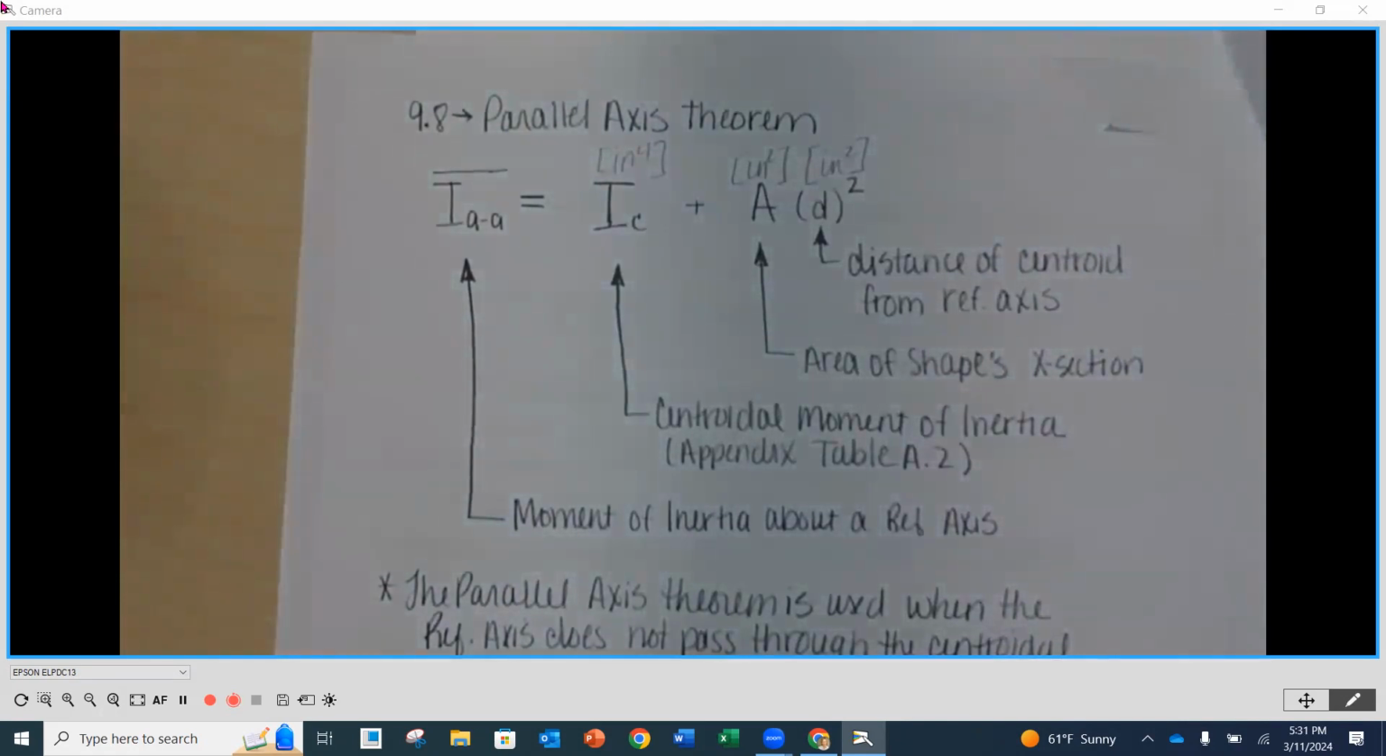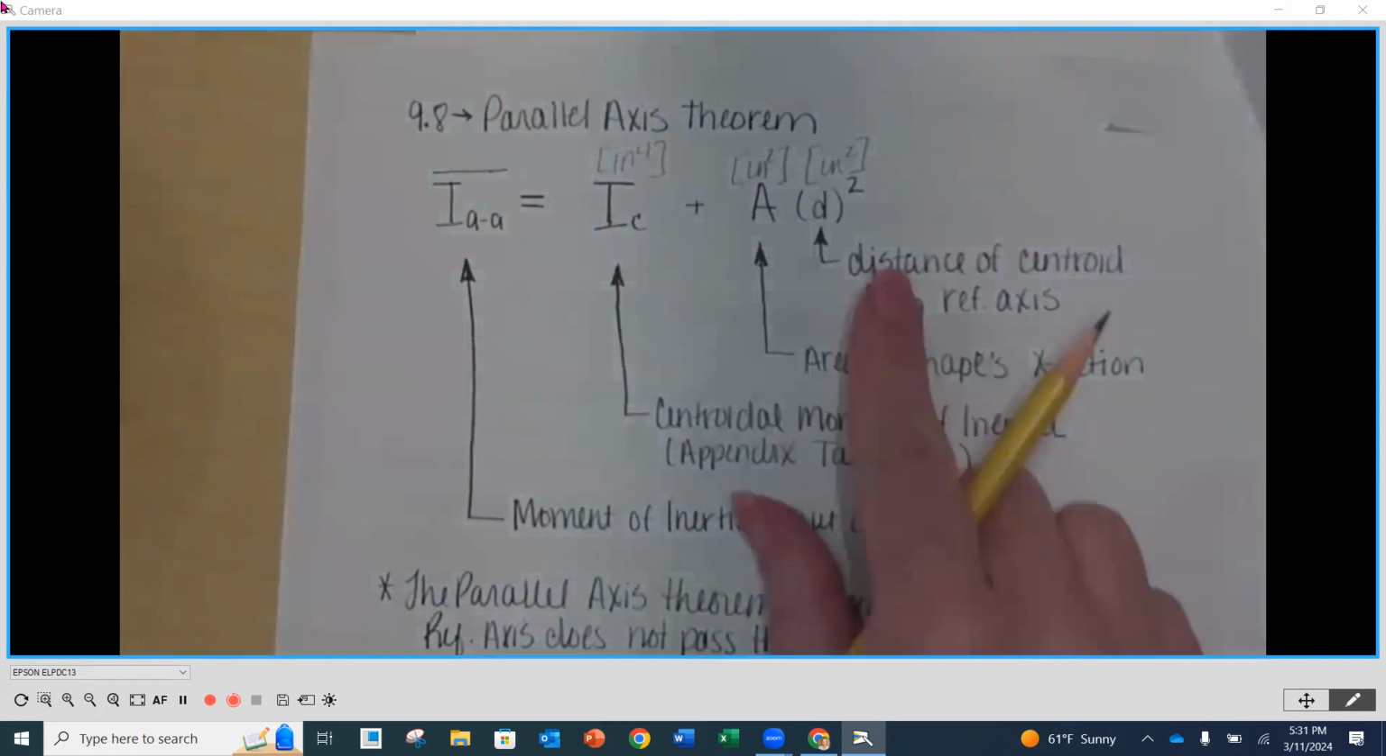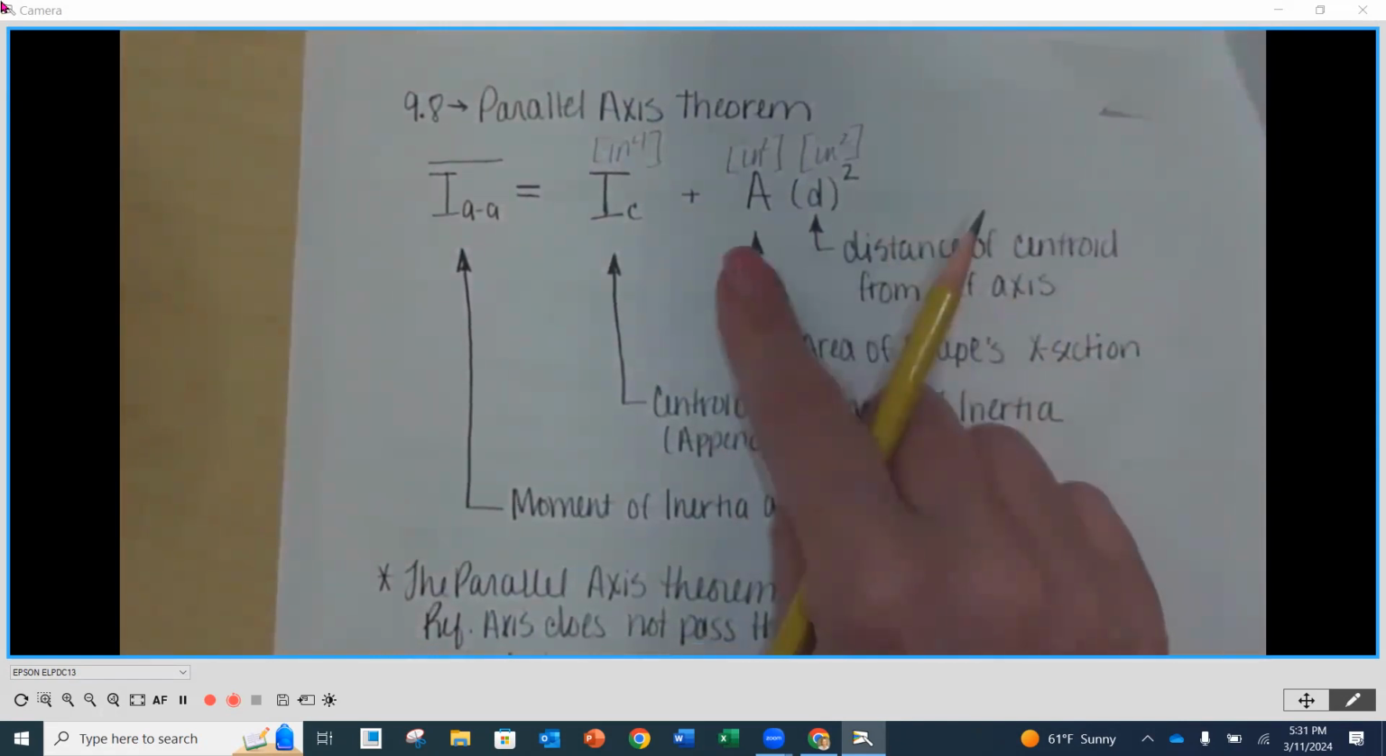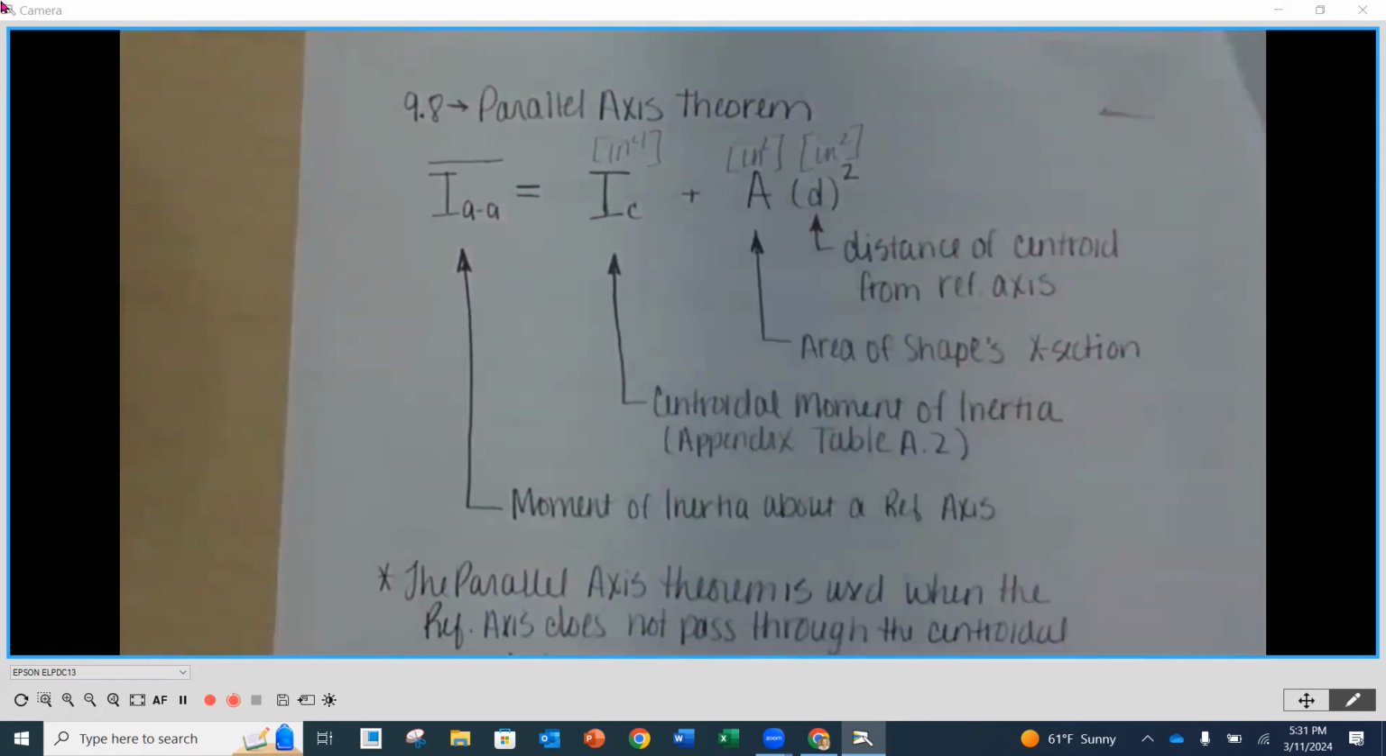Okay, so make sure when you do this, a very simple thing that can happen, and it's happened to me too, is forgetting to square the distance before you multiply by the area. Or some students will multiply the area and the distance first and then square the entire quantity. So just be careful with that. You only square the distance and then multiply it by the corresponding area.